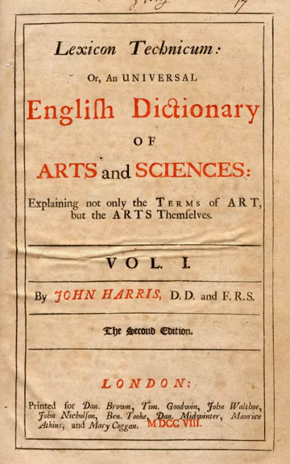The Lexicon technicum was the work of a London clergyman, John Harris (1666–1719). Its professed advantage over French dictionaries of the arts and sciences was that it contained explanation not only of the terms used in the arts and sciences, but also of the arts and sciences themselves.